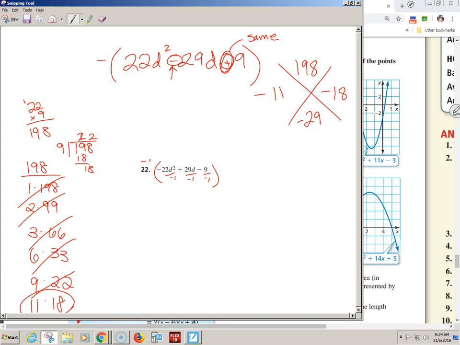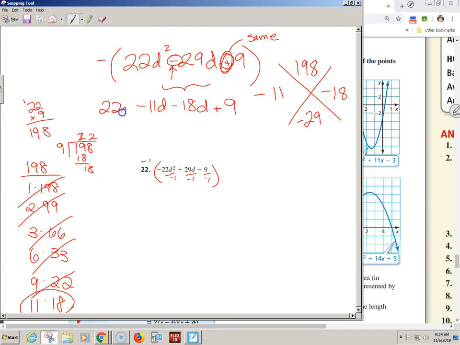I see a few of you guys not using the box, or you started using the box when it got harder. Can I go ahead and just do it your way? Because anybody not using the box, I want to make sure you're doing it right, okay? So if you're not doing the box, you would have said this guy came from negative 11D and negative 18D. They both need to go with the variable, and the variable is D.